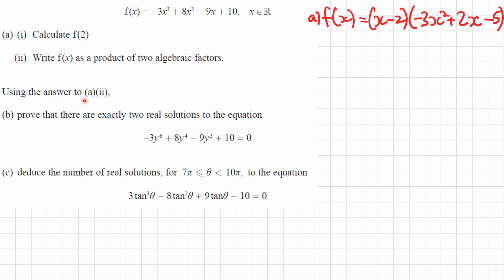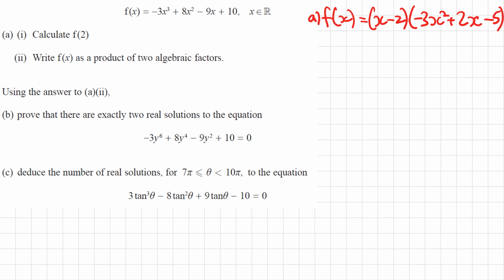Using the answer to part A, which is this answer here, part B, prove that there are exactly two real solutions to this equation. Negative 3y to the power 6 plus 8y to the power 4 minus 9y squared plus 10 is equal to 0. Now, I need to make some comparisons between what I've been given here and what I had in f of x. And I noticed that the coefficients are the same. Negative 3, 8, negative 9, 10.